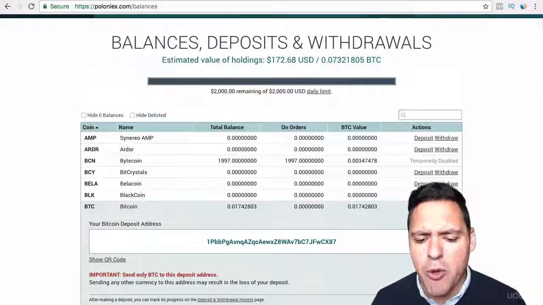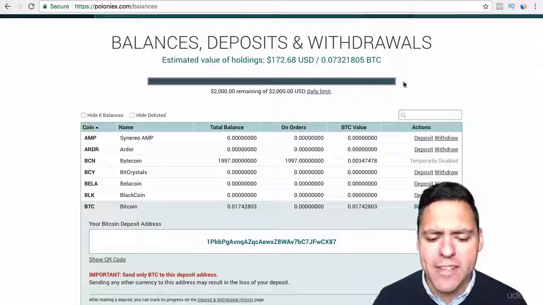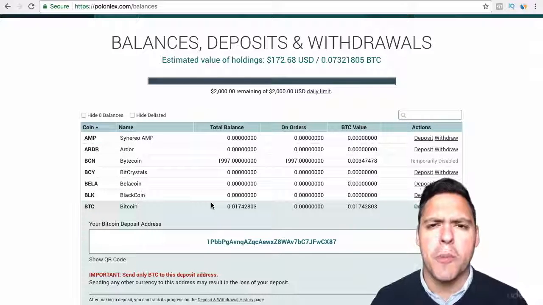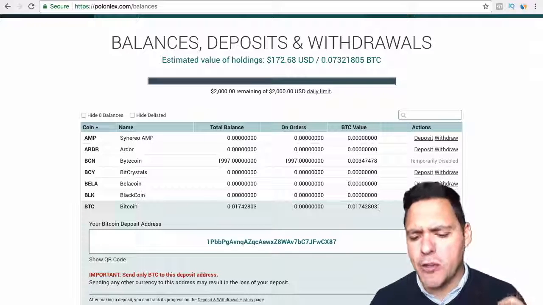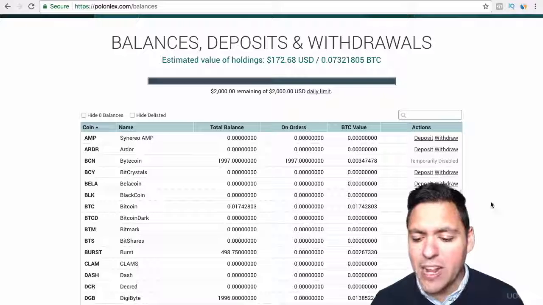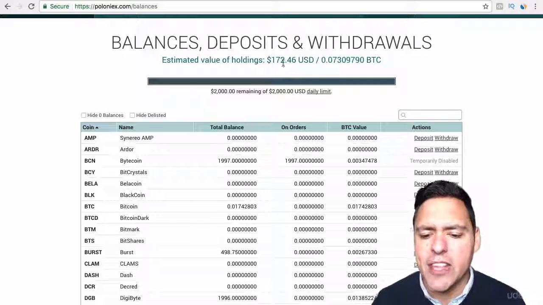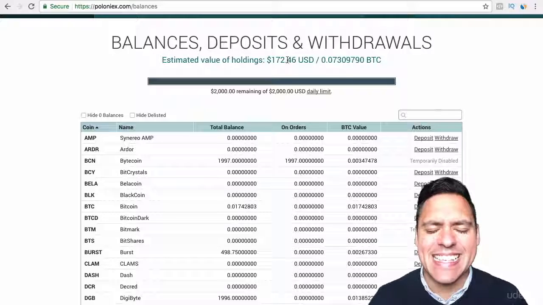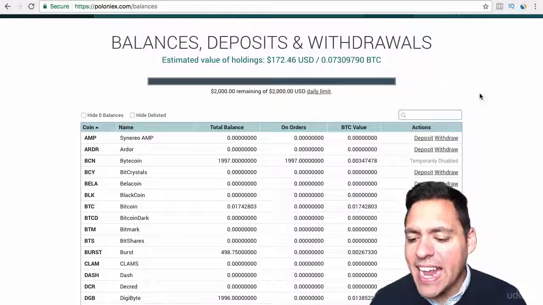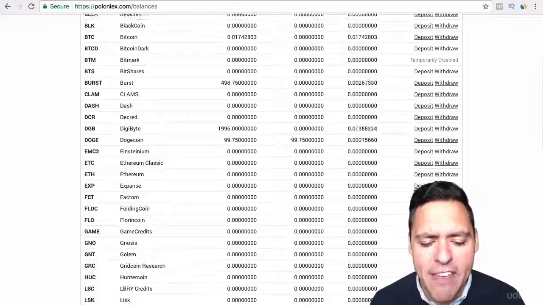But that is how you transfer Bitcoin from your wallet to Poloniex. And like I said, it will literally take 15 minutes and then you will see it appearing in your account. Easy as that. And it's the same process for Ethereum.